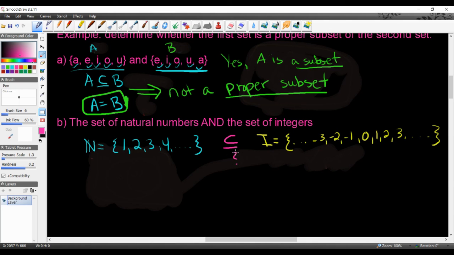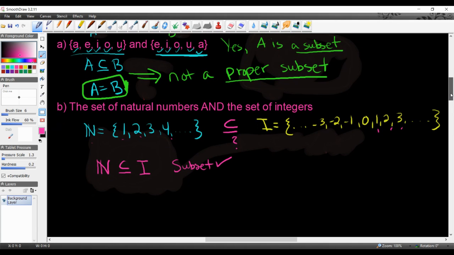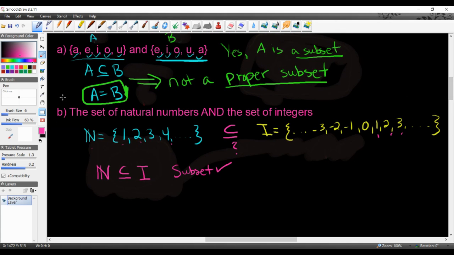So what do we think? Well, if we look at the numbers 1, 2, 3, 4, we also see them over here, and then they go on forever. So for sure, N is a subset of the integers. So subset, yes. We want to see if it's a proper subset. For a proper subset, remember we have to have this condition not be true: A cannot equal B. So is the set of natural numbers equal to the integers? That's the question we need to answer.